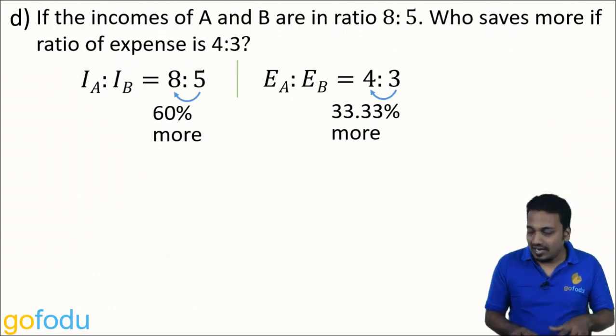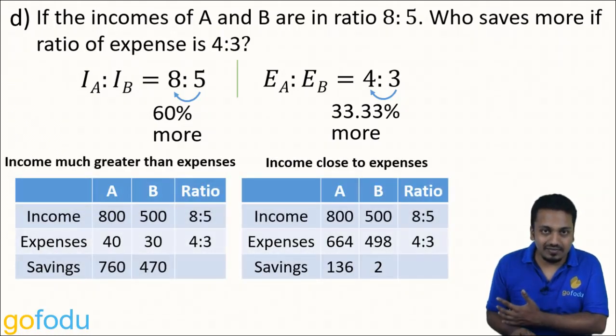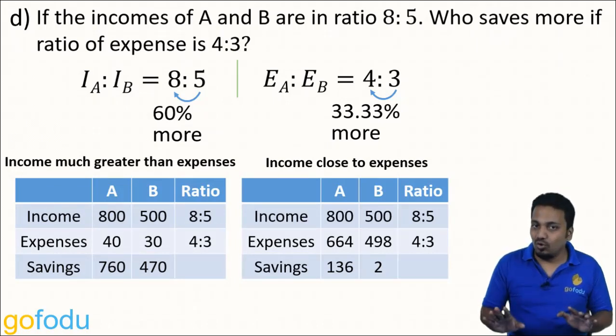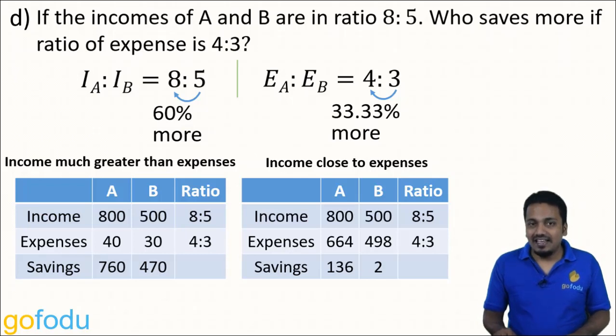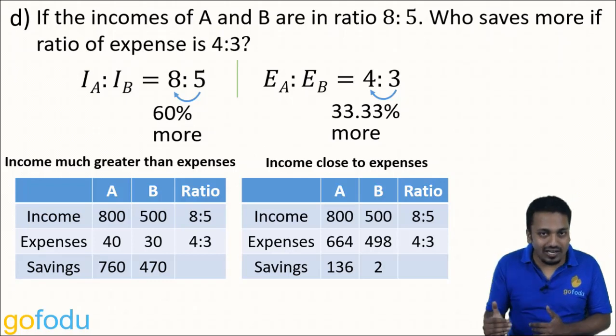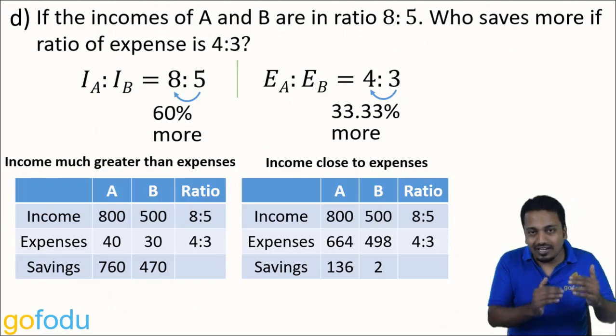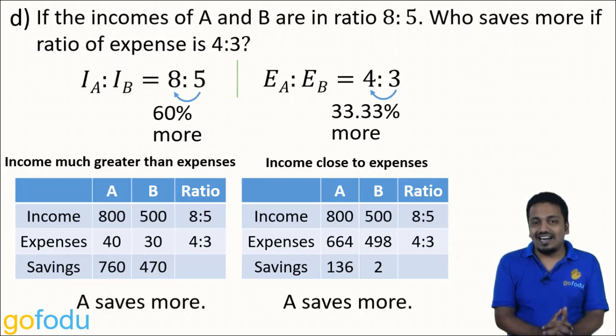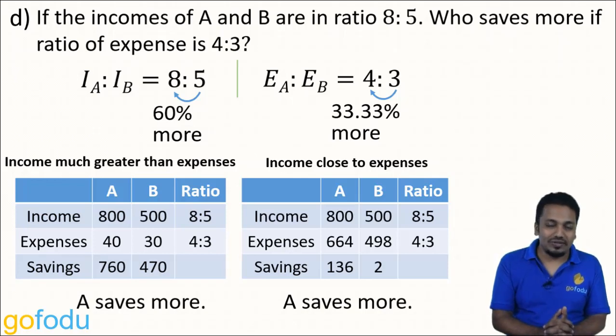Take your time and go through these tables for the two cases. Take your time and go through all the values. And you can see in both the cases, case 1, when expenses are small as compared to the income, or case 2, when expenses are very close to the income, in both these cases, you will realize that A saves more.